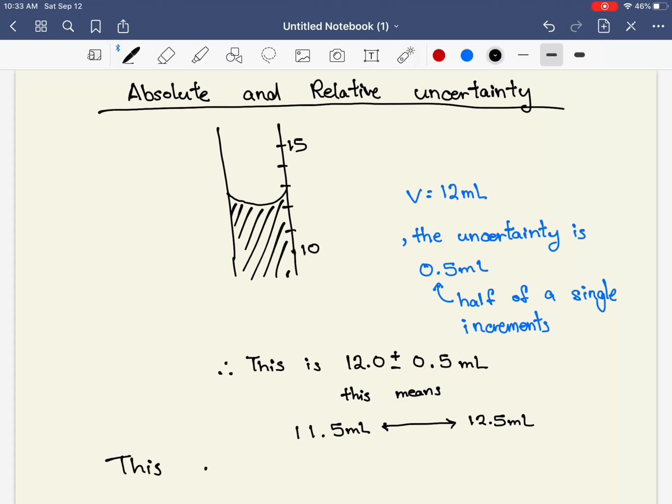There's a fancy word for that. This is called absolute uncertainty.